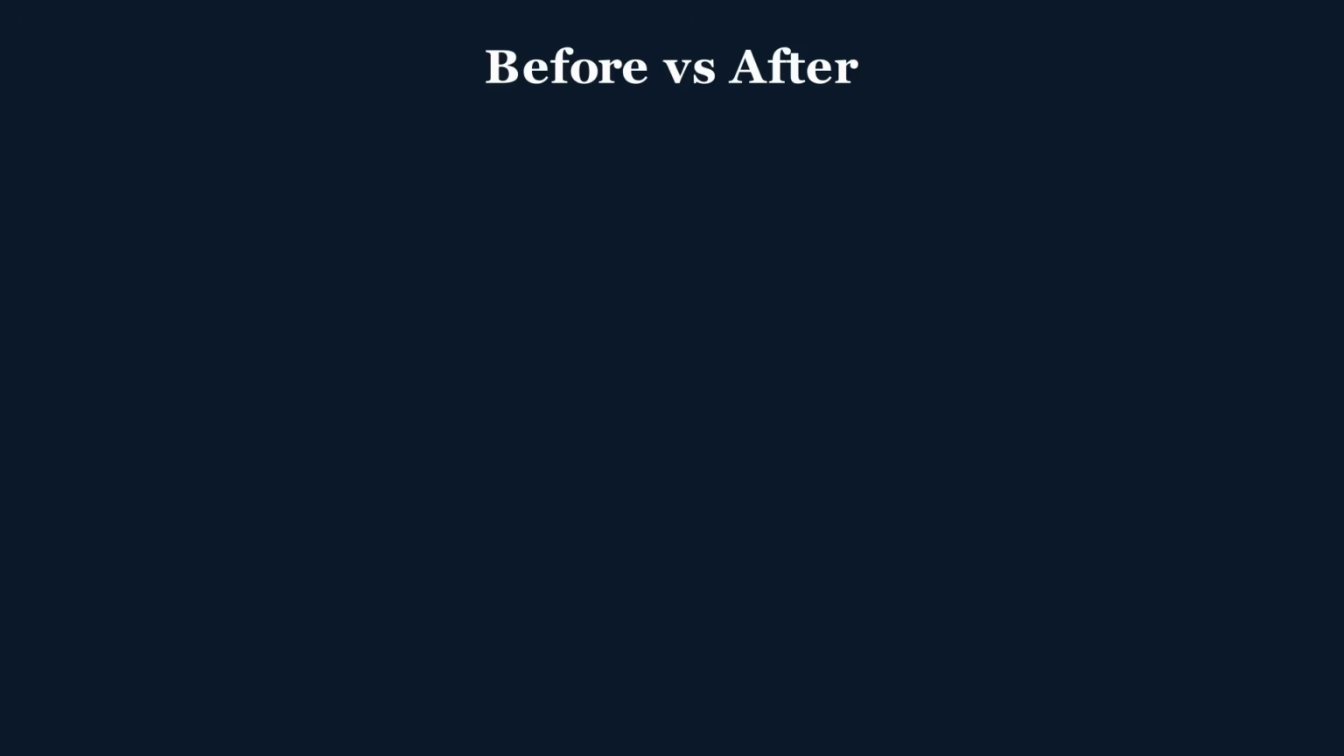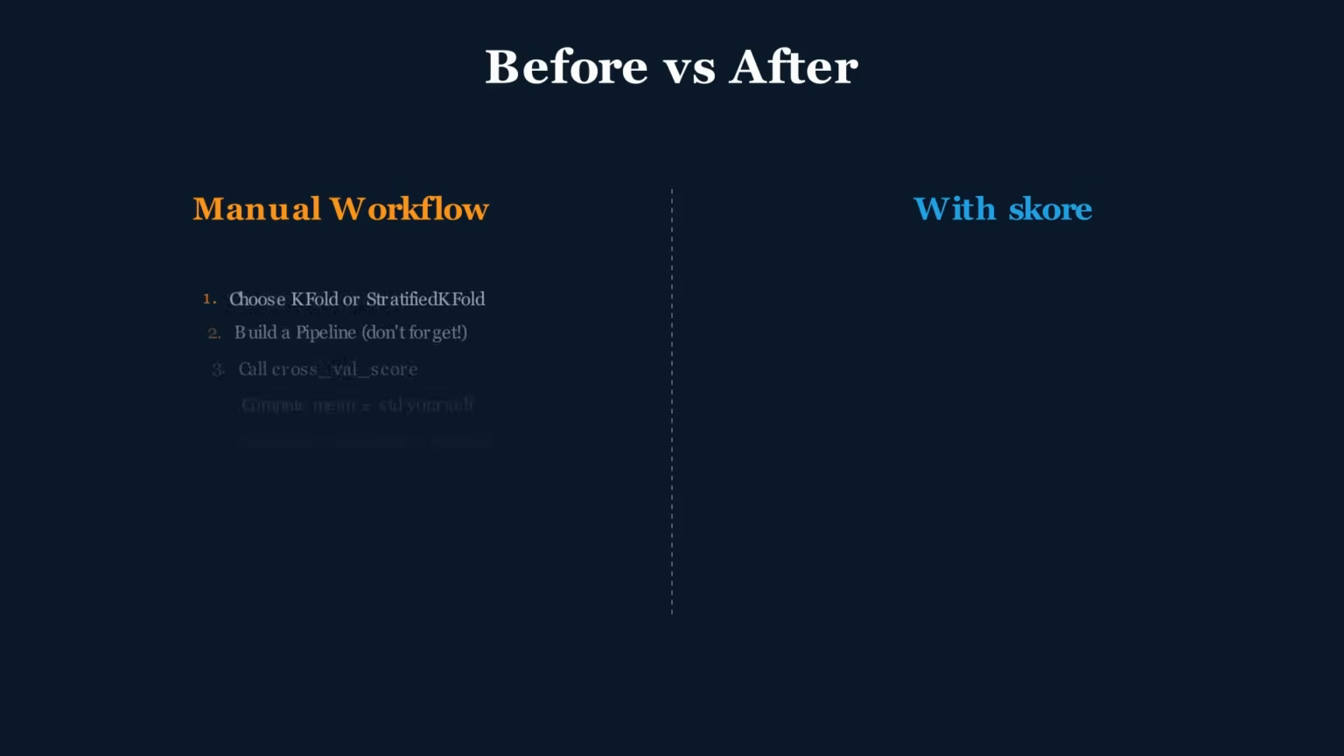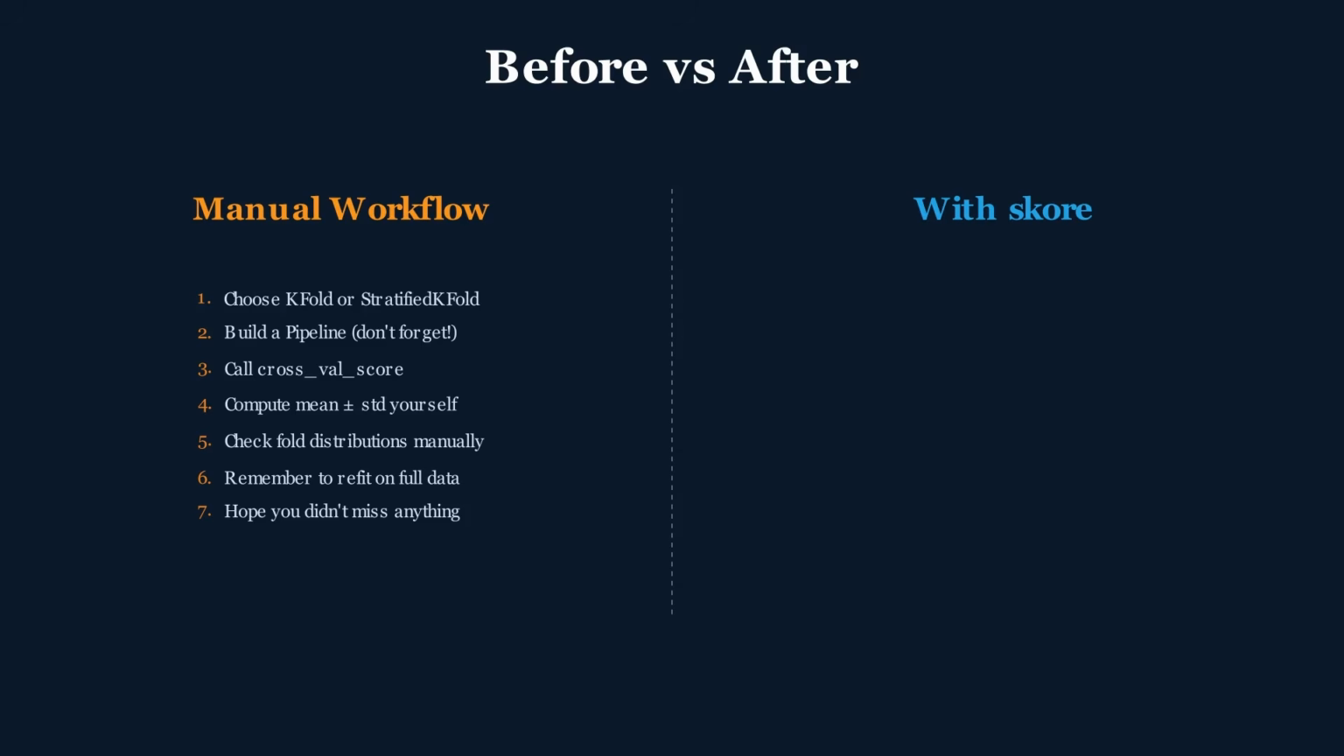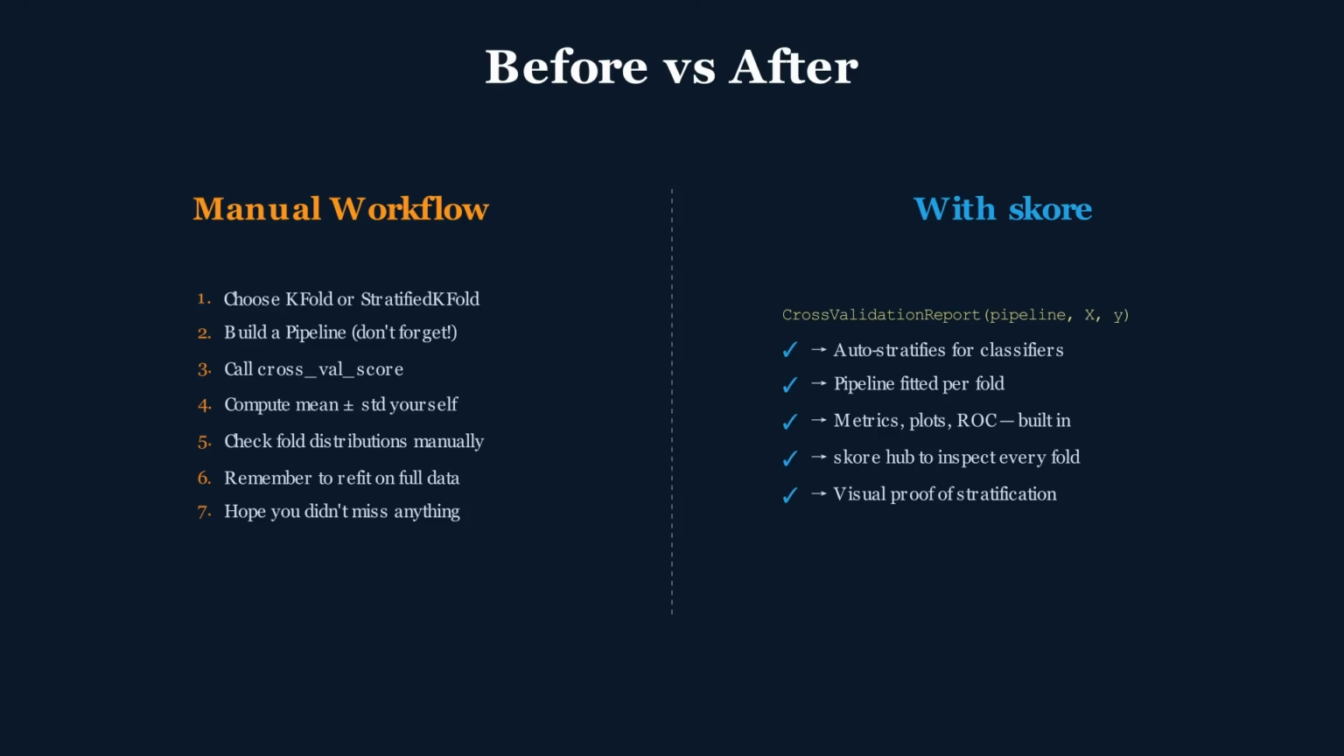Let me put this in perspective. On the left, the manual workflow, 7 steps, 7 places to make a mistake. On the right, with Skore, 1 call, auto stratification, pipeline safety, built-in metrics, and the hub to verify everything visually. Same rigor, fewer chances to make a mistake. That's what good tooling gives you.